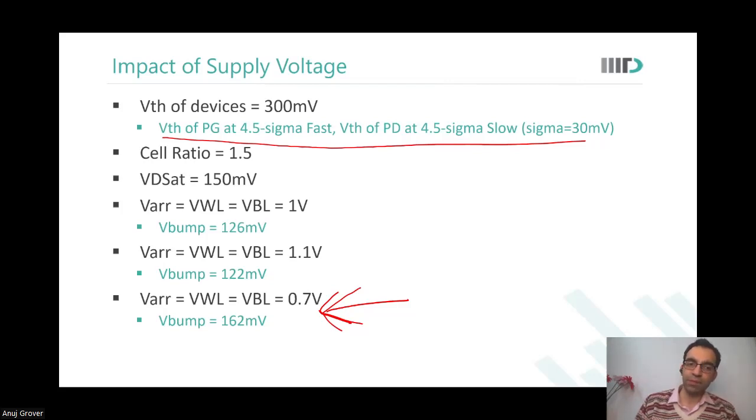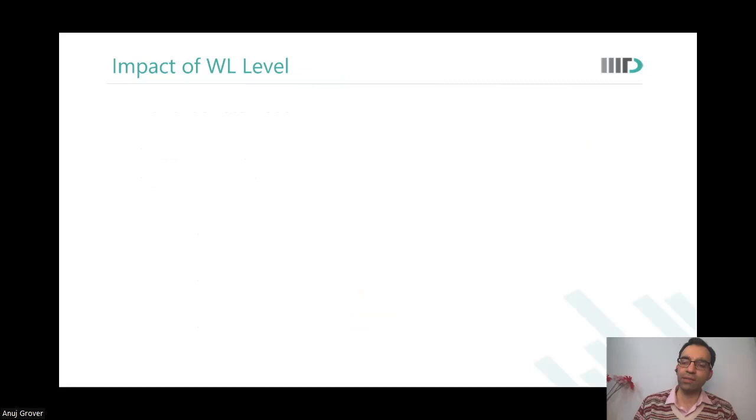Okay. Sir, in this slide, we are basically looking at the impact of VARR, right? Because as of now, we have kept the same voltage on the word line, the bit line, and the array. But if we reduce the VARR, for example, the supply of the positive, we will see that the bump will increase. But if we also reduce, but independently, say suppose we reduce the bit line, then that helps stability. So let us look at that. Let us look at word line, and then we will also look at bit line.